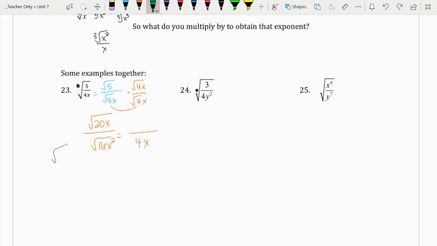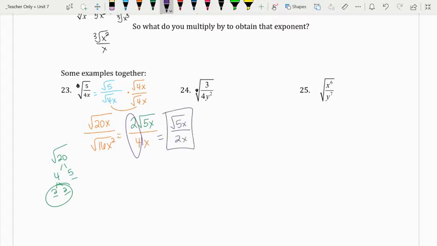Now, we have the square root of 20 to break down. We have 4 times 5, 2 times 2. So that can be rewritten as 2 and then root 5x. Now, hopefully we're noticing 2 over 4 can reduce. So we get the square root of 5x over 2x. Again, the x's cannot be simplified because one is on the inside and one is on the outside.